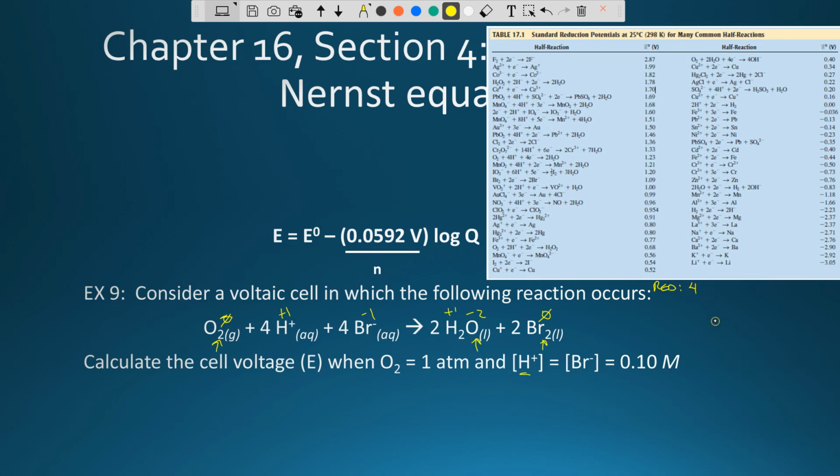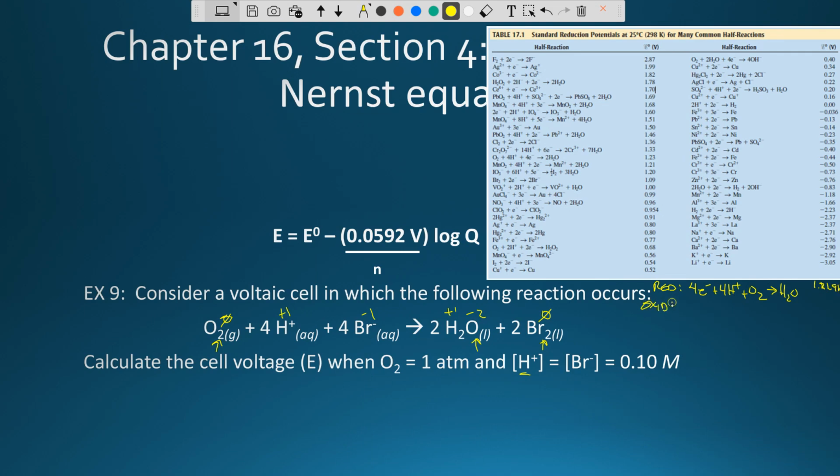I find that in my balanced equation, I have 4 electrons and 4 hydrogens, and I end up with oxygen, and that will give me water. Looking at my equation with oxygen and water, I see a 1.23. Actually, I'm going to use a voltage of 1.229. You can use your 1.23, that's fine. 1.229 is what I'm going to use.